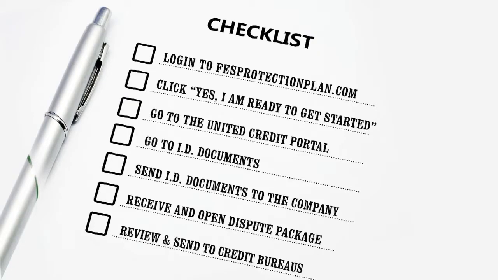So remember, let's recap real quick. You're going to log in. You're going to say, yes, I want it. Yes, I understand they're going to pull my credit. You're going to go to the United Credit portal. You're going to, most importantly, go to your ID documents. You're going to make sure that you send those off to the company. And then you're going to get your dispute package. You're going to go ahead and open that package, review the letters, sign the letters, and address them to the credit bureaus, and the instructions come in the dispute package.